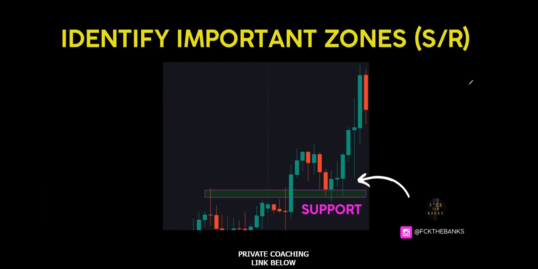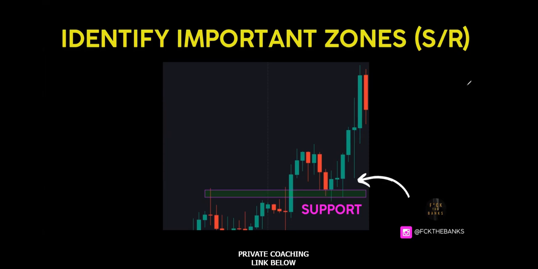Next thing you do is identify the important zones. Now don't complicate things, you can use simple support and resistance levels. Just make sure to identify the most important ones closest to the session that you are actually trading. There's no need to go back in time a lot, just as long as you can see the most important highs, lows, liquidity levels.